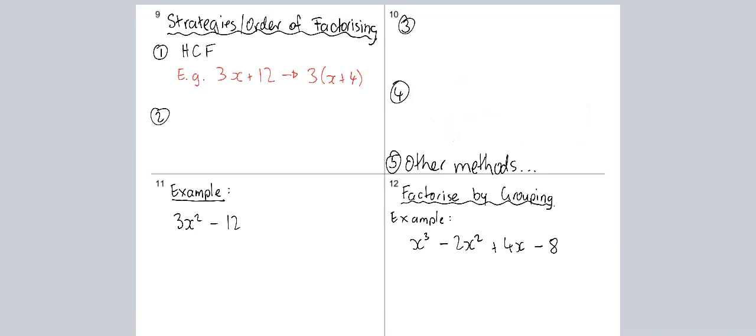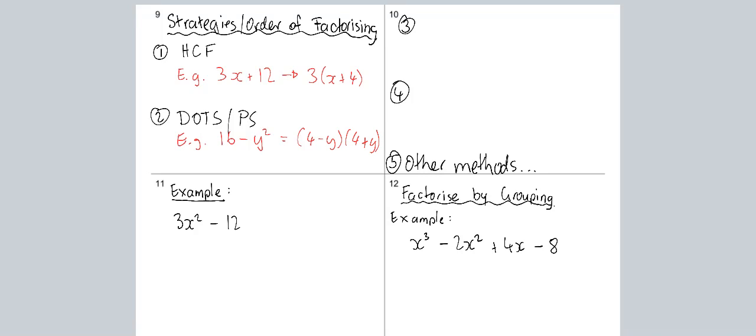So the first one is highest common factor. The second one is difference of two squares or perfect square. Does it fit the pattern? It'll only be one or the other. If it looks like difference of two squares, it won't be perfect square. If it looks like perfect square, it won't be difference of two squares. So you should check to see whether it fits that pattern. Again, really simple examples. 16 minus y squared is 4 squared minus y squared, so 4 minus y, 4 plus y.